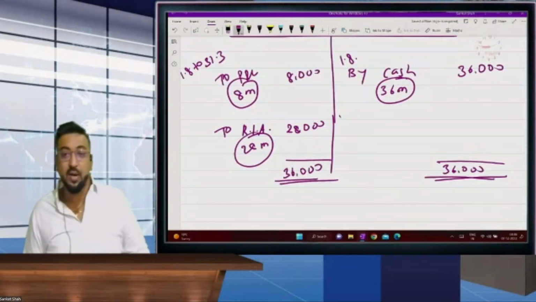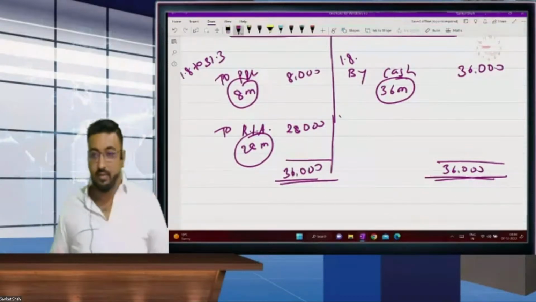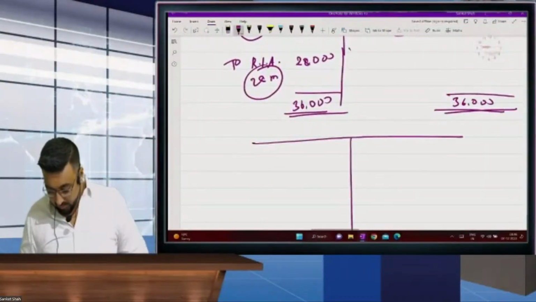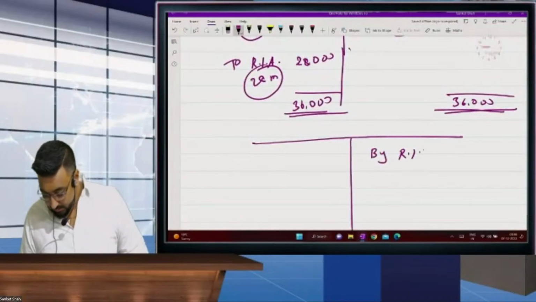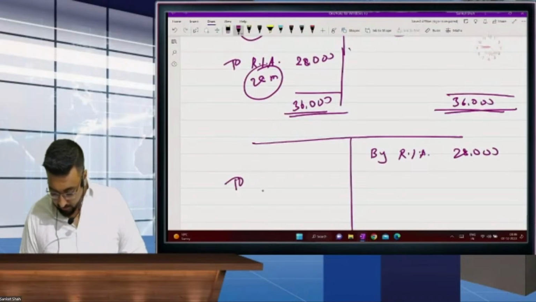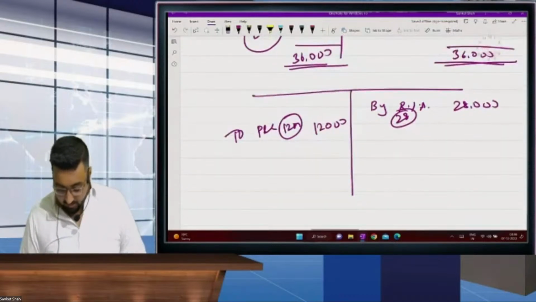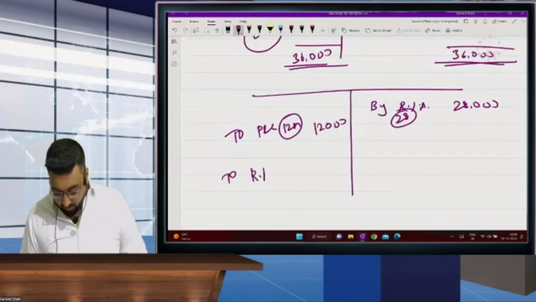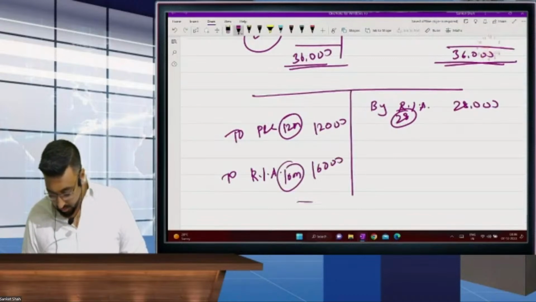Always write months in front of P&L and cash. So by received in advance 28,000 to P&L. Now this is 28 months. So to P&L 12 months, 12,000. To received in advance, 16, 16,000.